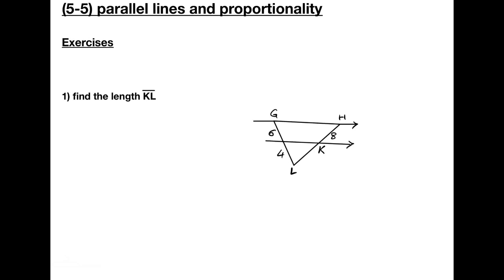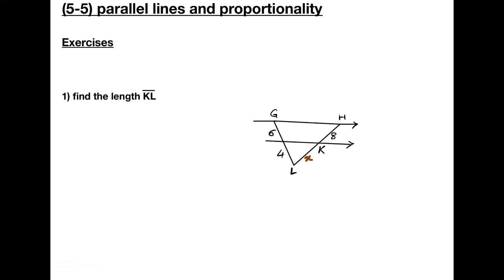So question number 1 says find the length KL in this triangle. So KL is over here. As you see, this line is parallel to this line because of this notation. The symbol here means these two lines are parallel. So we can write down the proportionality and find the length of KL, right? So for convenience, let's call KL X.